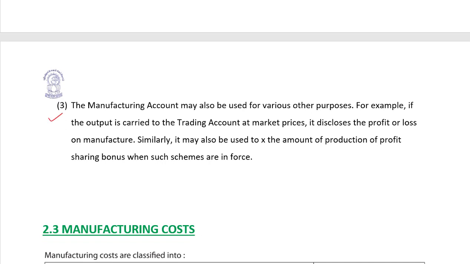Third, manufacturing account may also be used for other purposes. For example, if the output is carried to the trading account at market price, it discloses the profit or loss on manufacture. Similarly, it may also be used to fix the amount of production or profit sharing bonus when such schemes are in force.